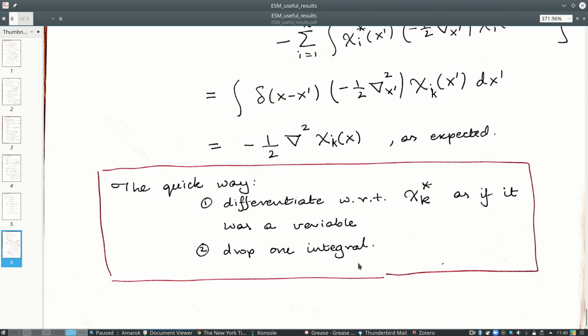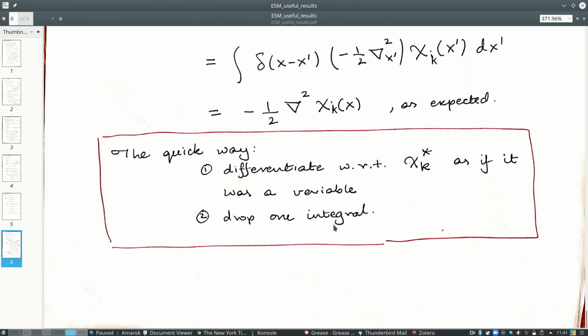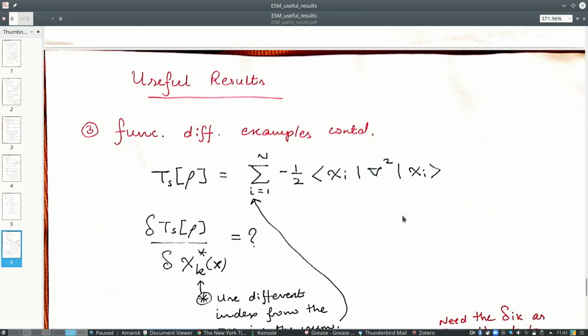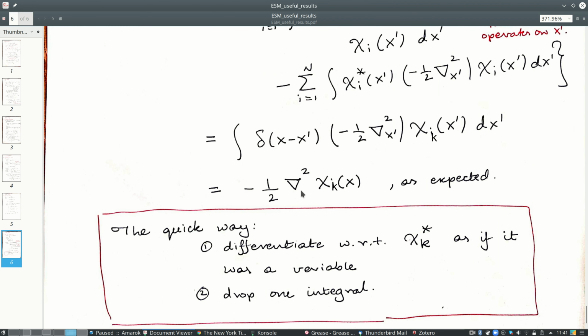So here's a quick way. This is the physicist's way, if you wanted to quickly do functional differentiation. First, differentiate with respect to chi k star as if it was a variable. In this particular example, we see there's a chi k star which will appear on the bra side when I is equal to k. Differentiate this expression with respect to chi k star, and for all the other cases, I not equal to k, you will get zeros. Only for I equal to k will you get a non-zero value. The chi k star will vanish, giving you 1. Then drop one integral, the integral which is in this matrix element, and you're done. That's it. This is what we end up with, minus a half Laplacian of chi k at x.